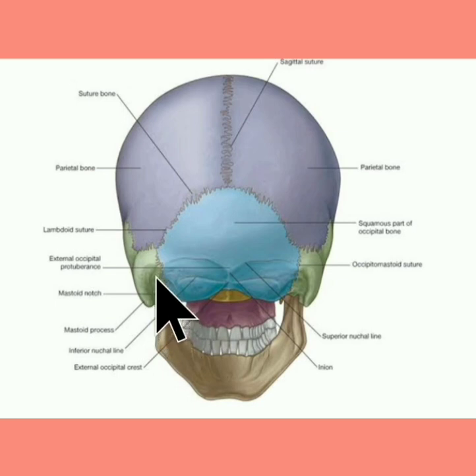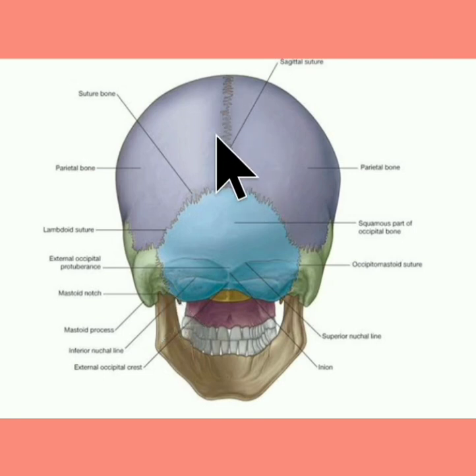Then we have a foramen over here. This is called the mastoid foramen, located near the occipitomastoid suture, and it transmits the meningeal branch of the occipital artery and the emissary vein. And these are the features found on the norma occipitalis.